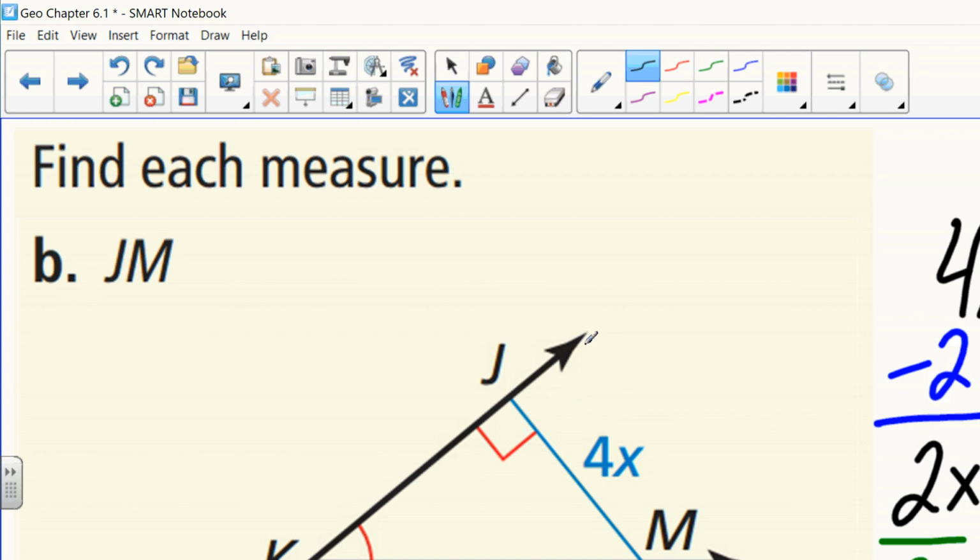Jake, let's focus. And then you take the 4x and you put 4 parentheses 6 parentheses, and it'll be 24. And that would be the length of? And that's it.